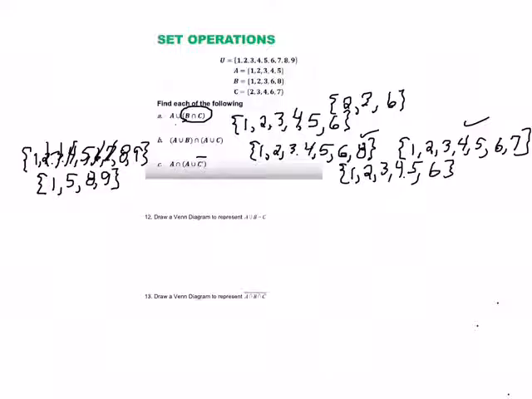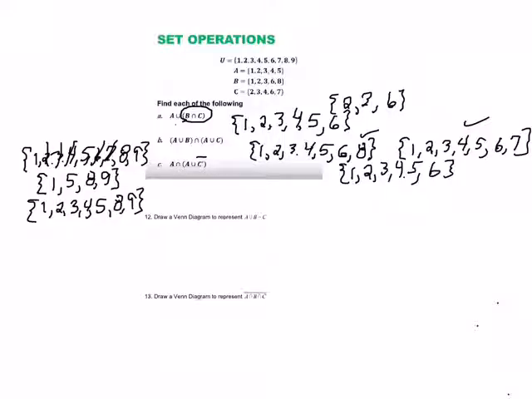Now I have to do A unioned with this new set right here. So I list A. So 1, 2, 3, 4, 5 is what's in A. And then I add on anything from this set that's not already there. So that's going to be the 8 and the 9.